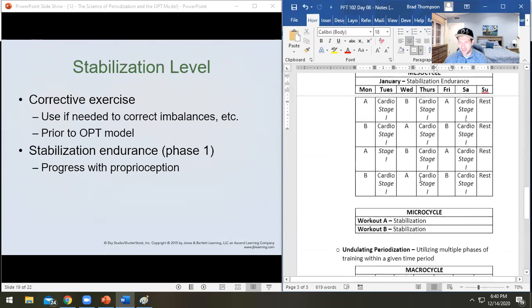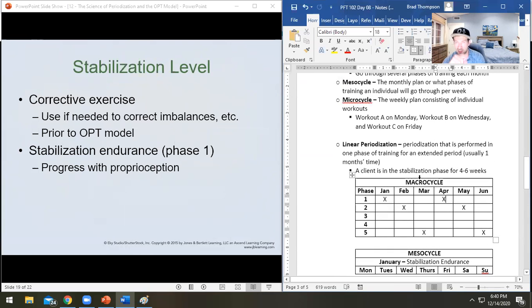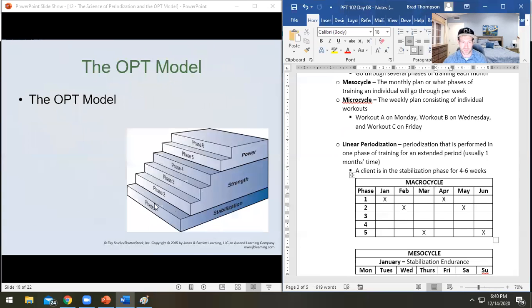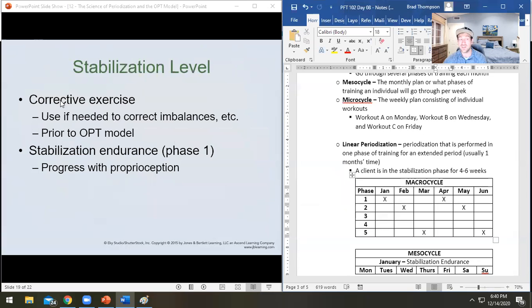So I'm going to go into this in just a second, but I want to finish up the PowerPoint real quick. So stabilization level. And by the way, you can see here, they didn't actually put it on here, but technically, there used to be a phase below phase 1, which is what you see here. That's corrective exercise. So this is what you're going to use if you got to fix any muscle imbalances. This is sort of like prior to entering the OPT model proper, right? This is phase 0.5 is what I like to call it.